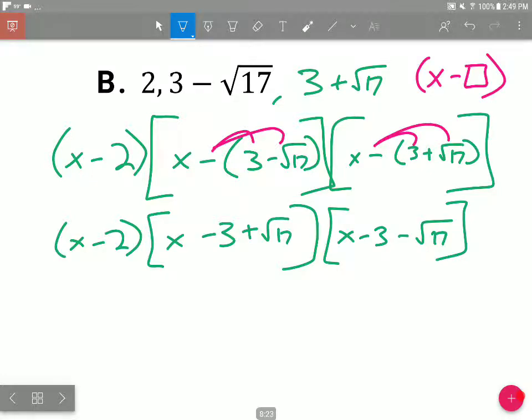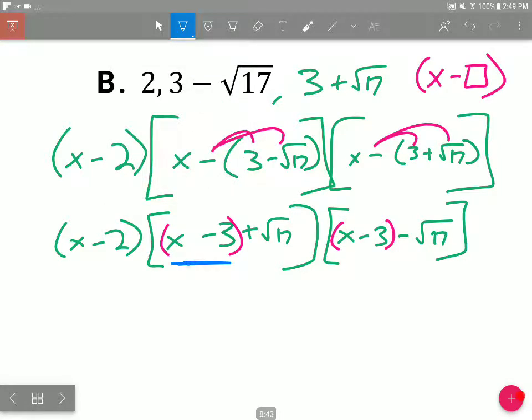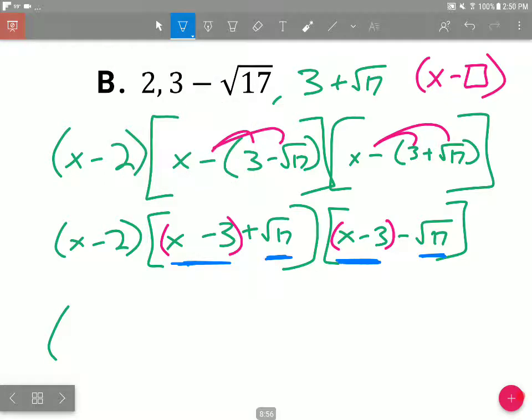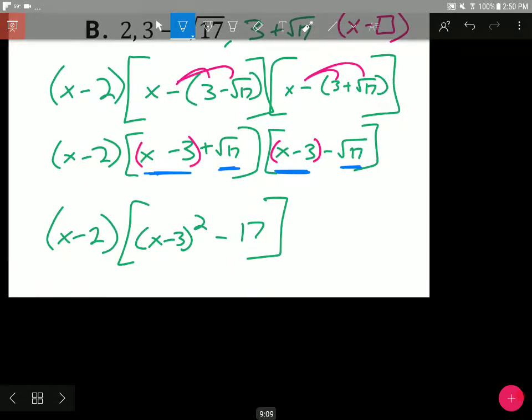Now here's the trick. Okay, it's not really a trick. It's a pattern that you have used, just not from this direction. Okay, so we've got this x minus 3 over here. I'm going to group it together. And now, do you notice that we have an x minus 3 on the left, and a square root of 17 on the right? Do you see that? All right. That means I can basically unfactor this and write it like this. x minus 2, x minus 3 squared, minus 17. And that gets rid of the radical.